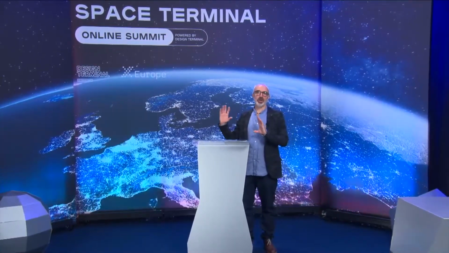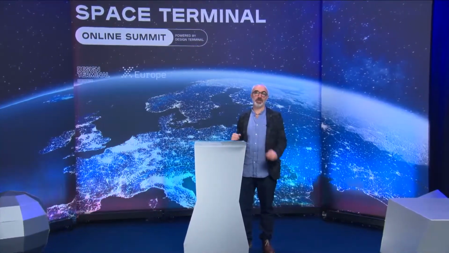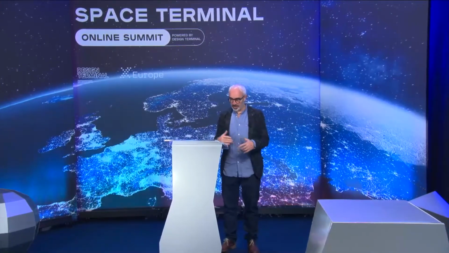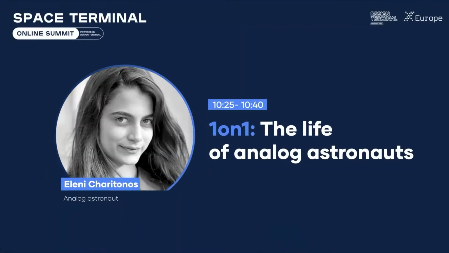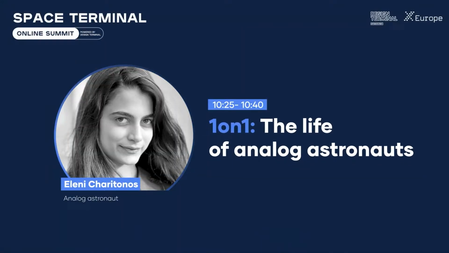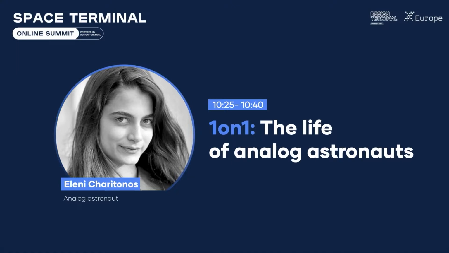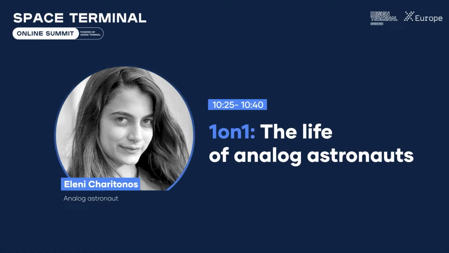Having looked at the whole concept of space communication, we're now going to meet somebody who probably ultimately will be very interested in the concept of how to communicate from space to Earth, and will be relying on that. We're going to meet an analog astronaut. Her name is Eleni Charitonos, and she's originally from Cyprus. Let's meet Eleni, actually, if we can.